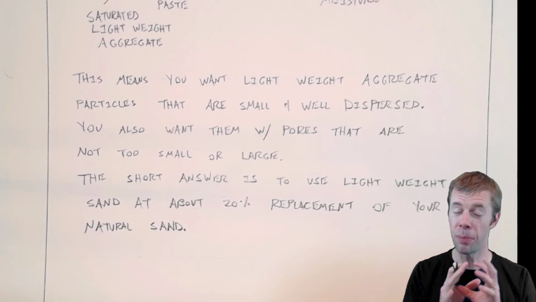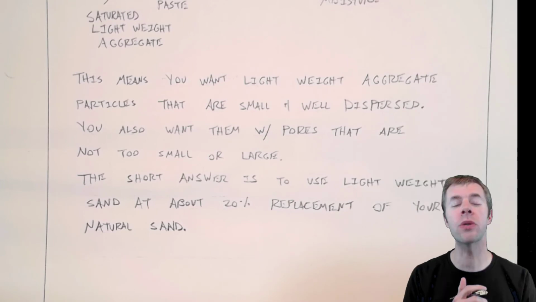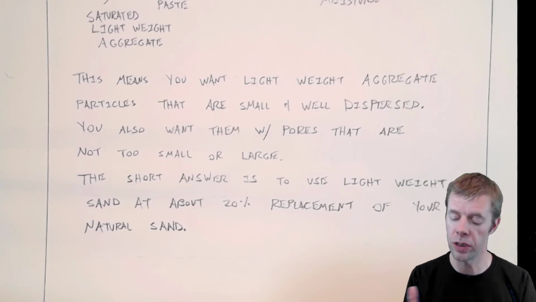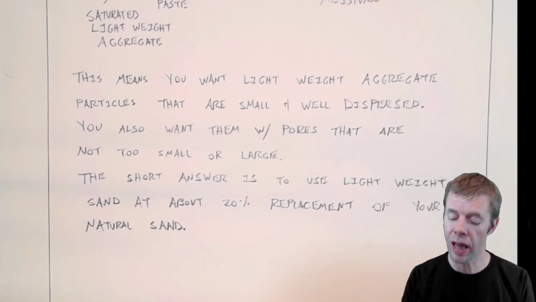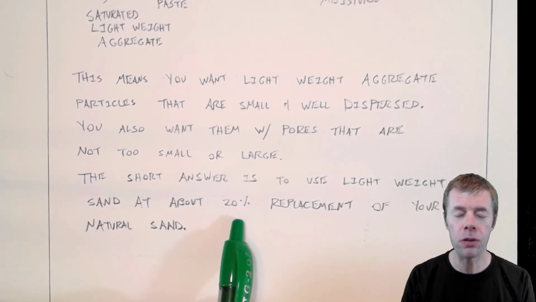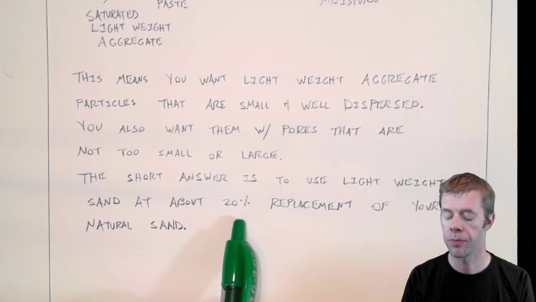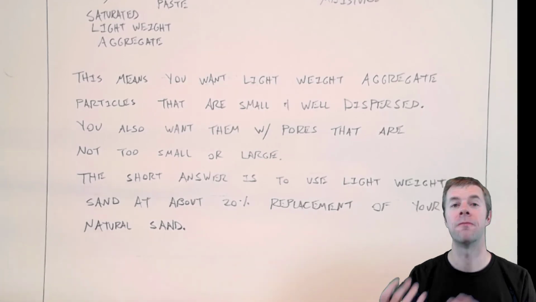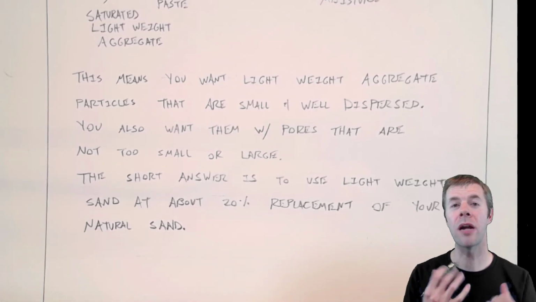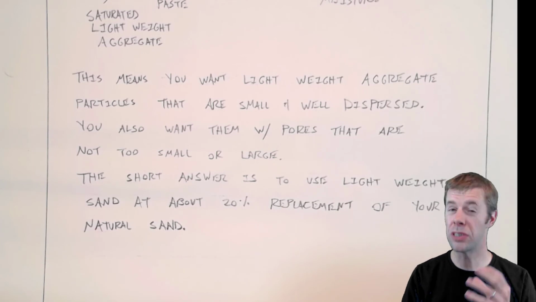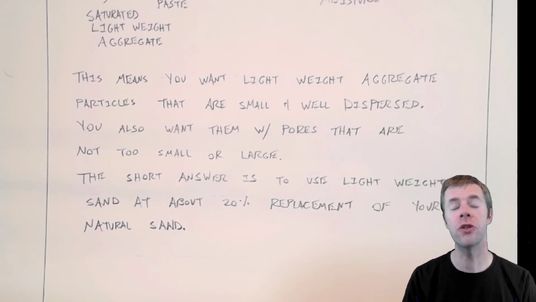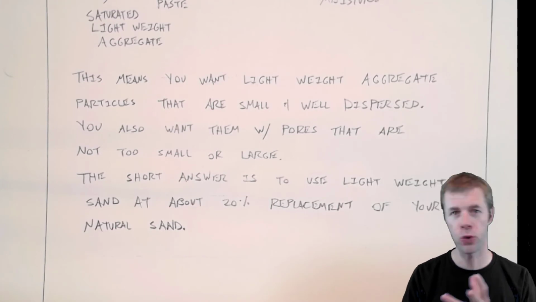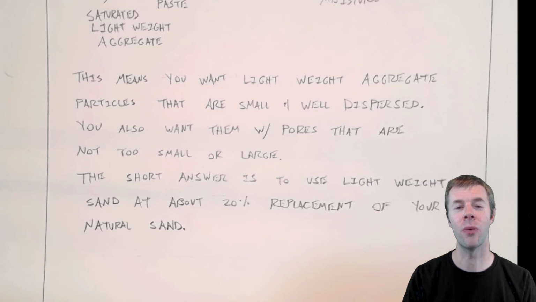There's plenty of really fascinating research done on this, but the short answer is that if you replace your normal sand with lightweight sand at about 20% replacement, then you're going to get a lot of benefits from this internal curing. There are definitely individual tests you can do to figure out exactly what you need for your lightweight aggregate, but 20 to 30% is a good number to get started with.